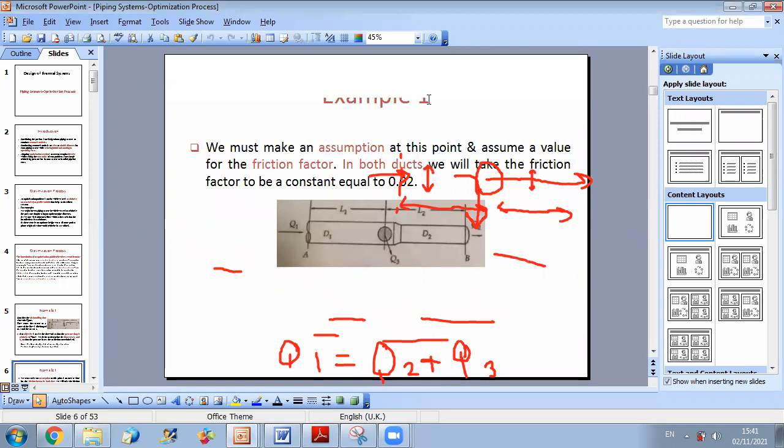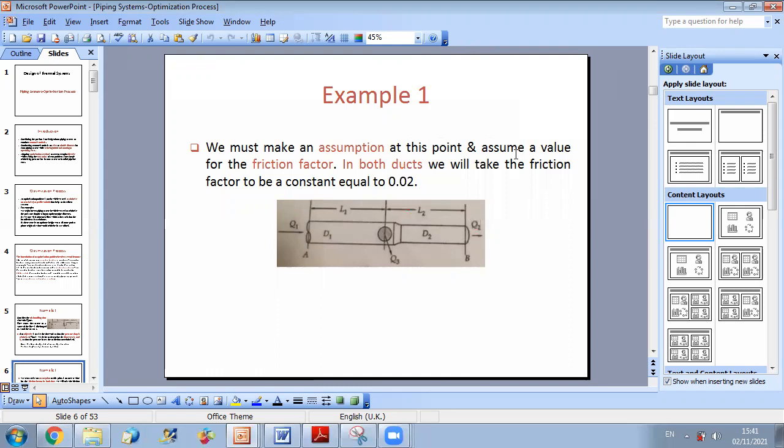Okay, so we must make an assumption at this point and assume a value for the friction factor. As usual, such problems are solved by iteration, because I don't know F1 and I don't know F2 and I don't know D1 and D2. My purpose is to select the appropriate values for D1 and D2. I know just the flow rates and the lengths. So I can start with an assumption for the friction factors. For example, here they considered that for both pipes the friction factor is 0.02 as an initial assumption.